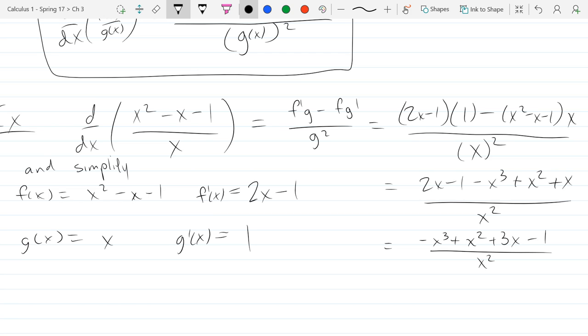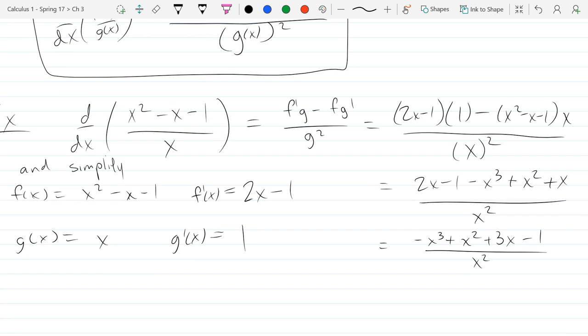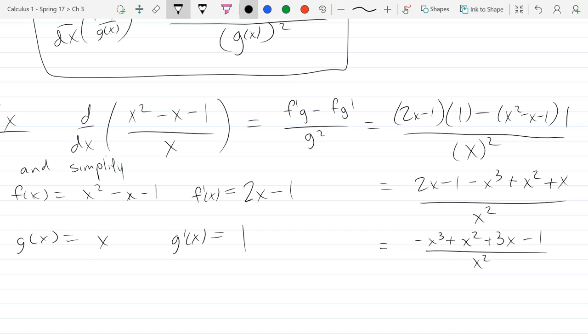Oh, that was a big mistake. Yep, I wrote g, not g prime. That changes things quite a bit.